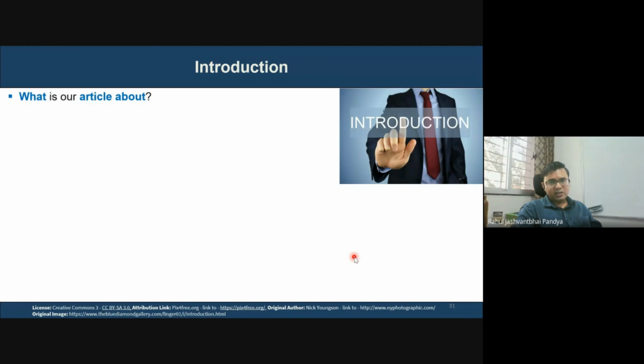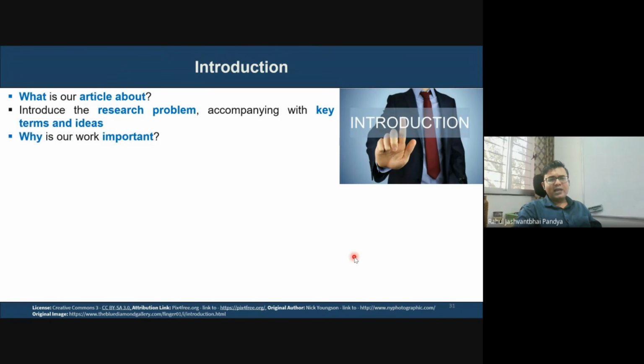The next section after the abstract is the introduction. Generally, the introduction starts with a story about what the article is about, and it introduces the research problem, accompanied with the key terms and ideas, right? And why is our research important? That should be mentioned here clearly.